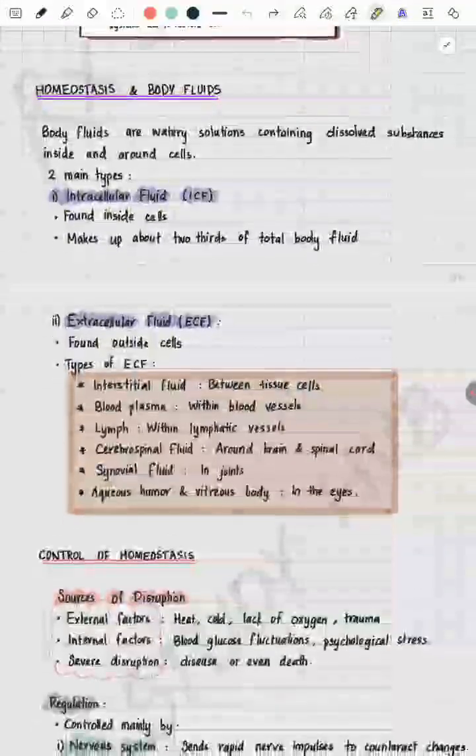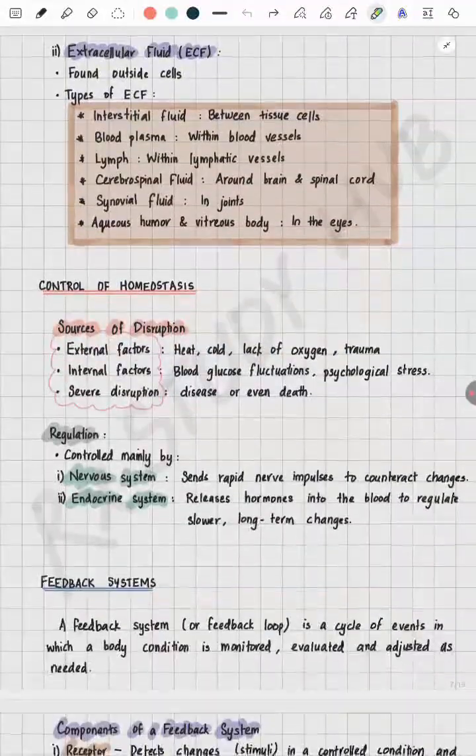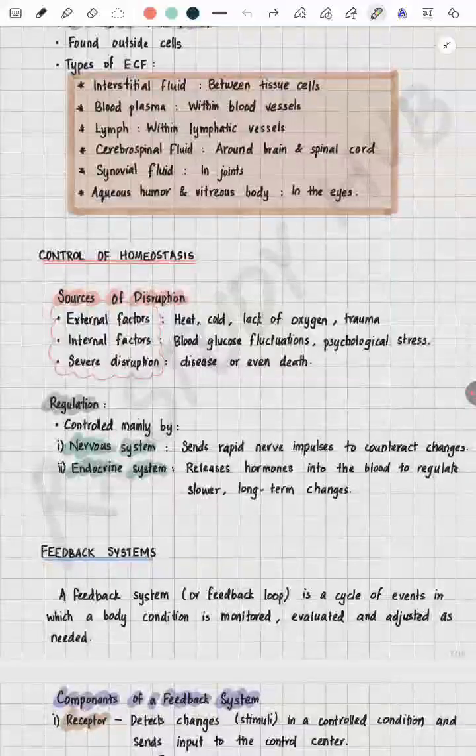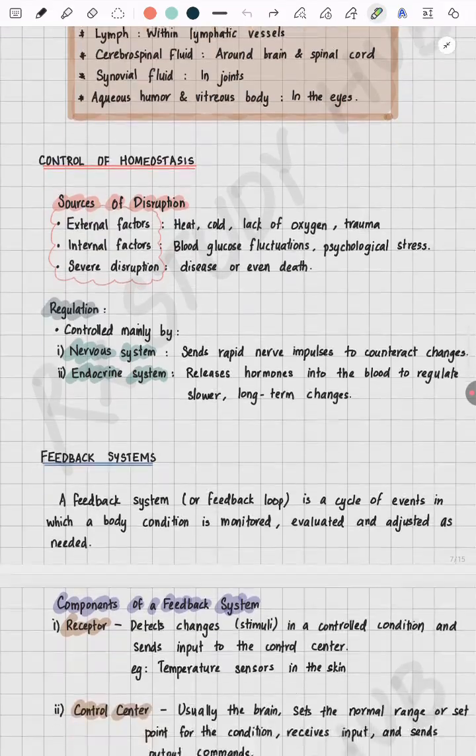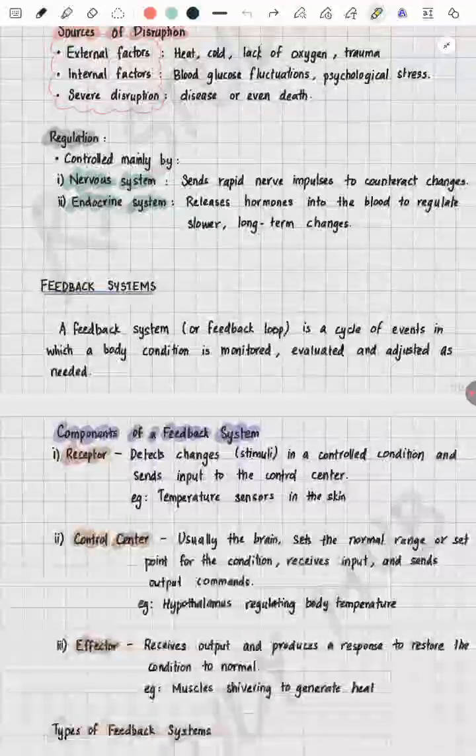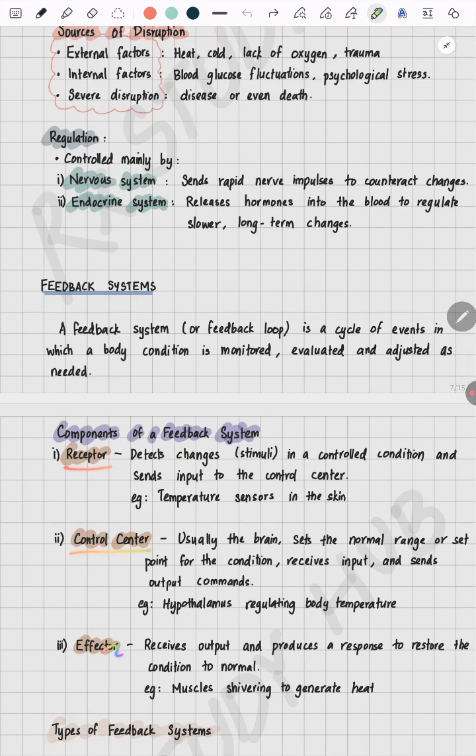Homeostasis is maintained through control systems. These systems involve three components: receptors, control center, and effectors. Receptors detect the changes, and the control center, which is usually the brain, evaluates the information and decides what to do. And effectors carry out the response. For example, if your blood pressure becomes too high, receptors in the vessels detect it and the brain receives the message and responds. And the heart adjusts its pumping rate to bring the pressure back to normal.